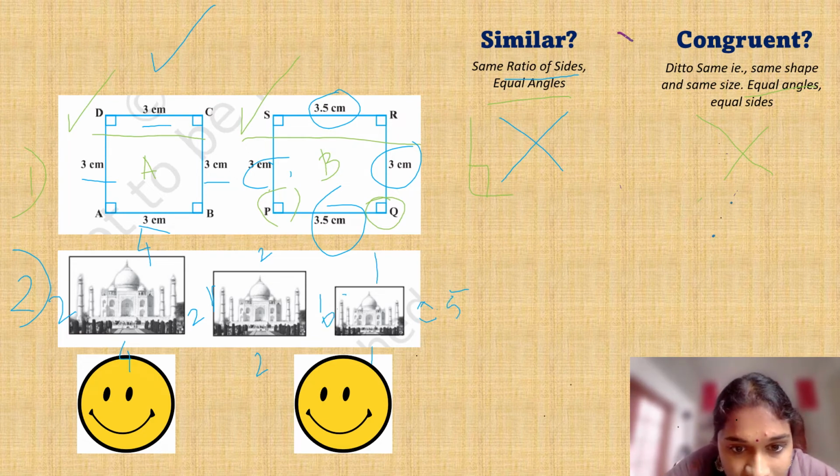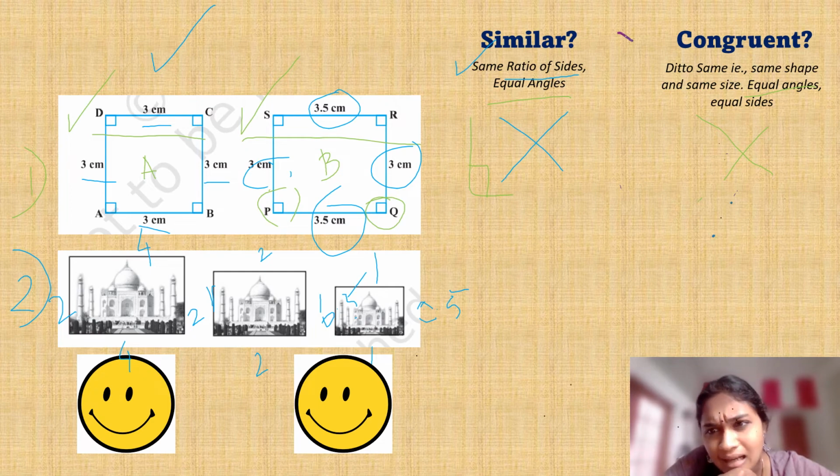So what I'm trying to say is that they have literally resized the figures. So the side ratios have been intact. Okay, but are they congruent?